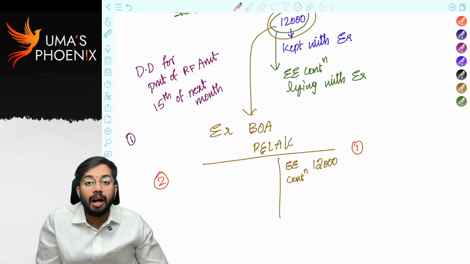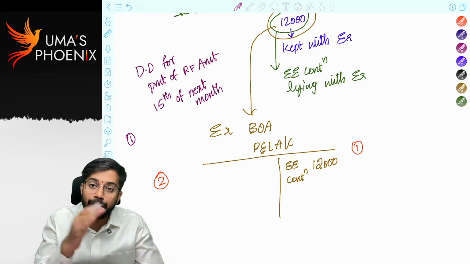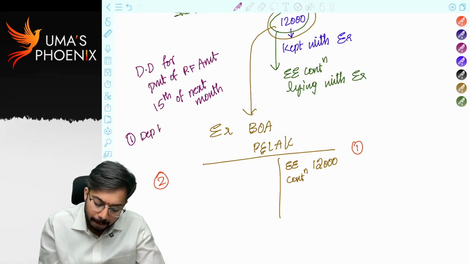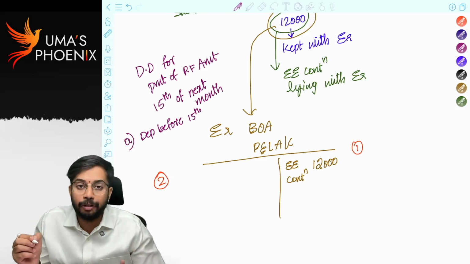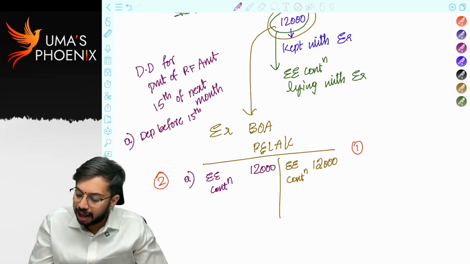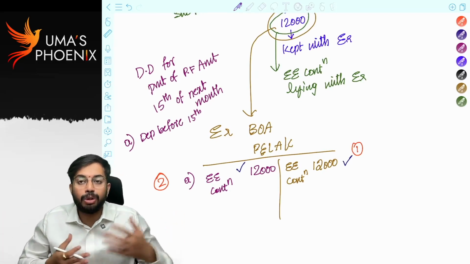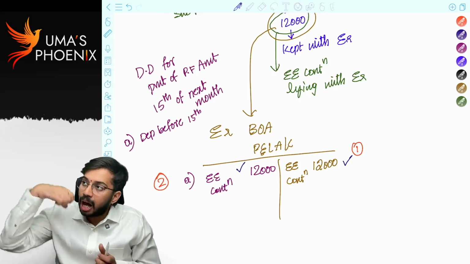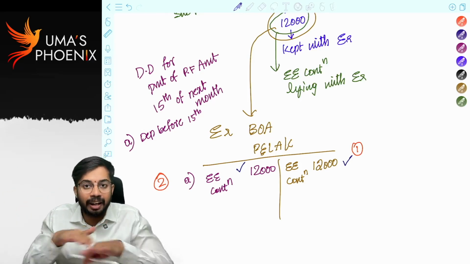Case 1. Employer deposited employee contribution of 12,000 rupees before 15th of next month. Let's say this is case A. Employer deposited before 15th of next month. So if employer deposits, then employee contribution is allowed as expenditure. So credit as well as debit, nullify, no effect at all. Employer as an agent took 12,000 rupees from employee, deposited in RPF account. So in employer books of accounts, income is recognized, expenditure is also recognized, nullified.